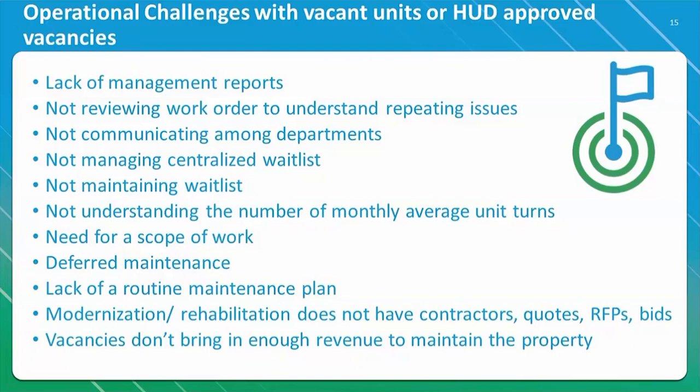When you know you attrit 5 units every month, you should be able to draw 5 to 10 fresh, clean names off your waitlist, because not everybody that you pull off the waitlist will take the unit. So spend some time evaluating the process flow of your waitlist process. Not understanding the number of monthly average unit turns.